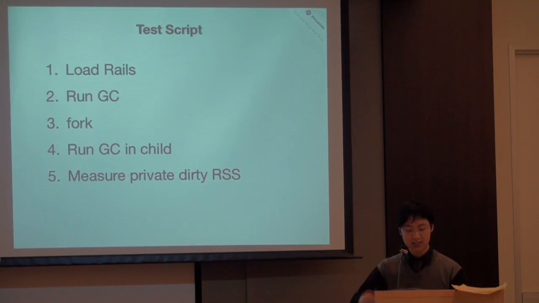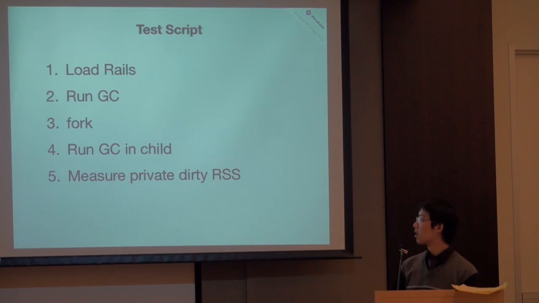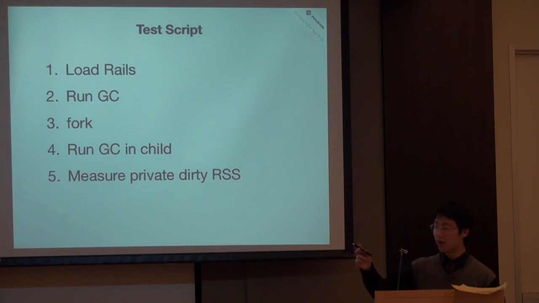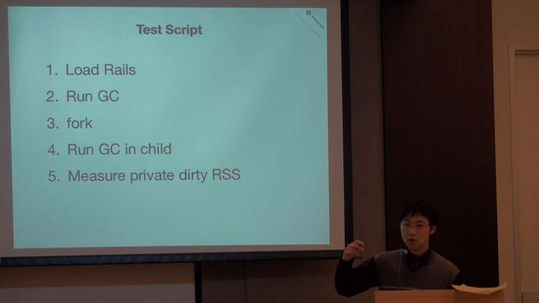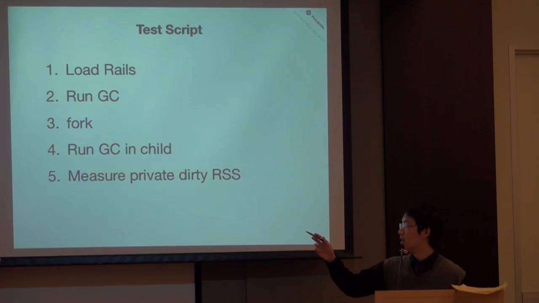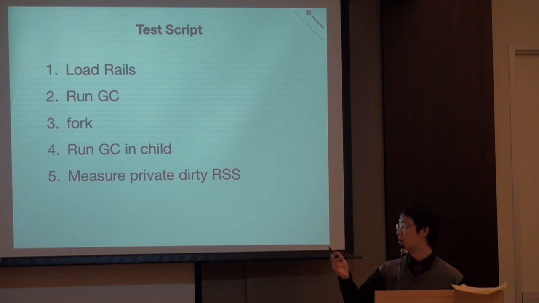We use the following test script to measure the effectiveness of copy-on-write. What this test script does is it first loads Rails, and then after loading Rails, it runs the garbage collector so that whatever garbage was created during all this time is not freed in the child. Then it forks the child process, and in the child process it runs the garbage collector again to see whether the garbage collector is copy-on-write friendly, and then it measures the process's private dirty RSS.